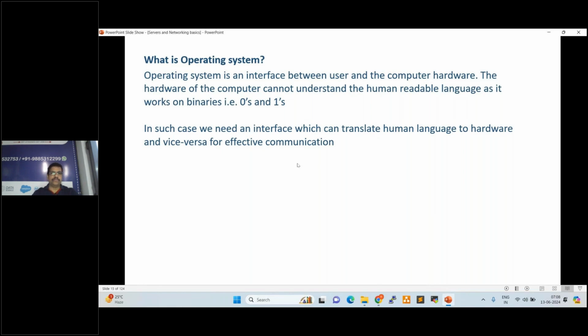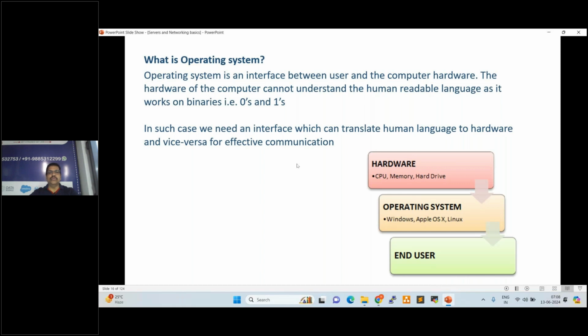See here, hardware and end user. In the middle, we have the operating system. This will convert binary language into human-readable language and vice versa for effective communication. So, types of operating systems. What are the types available?